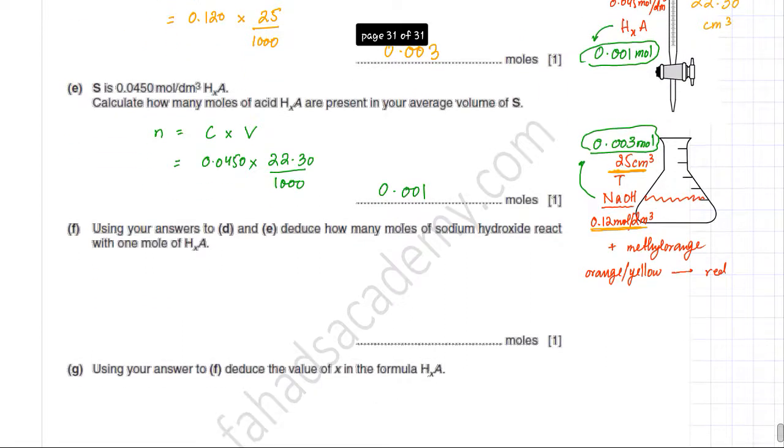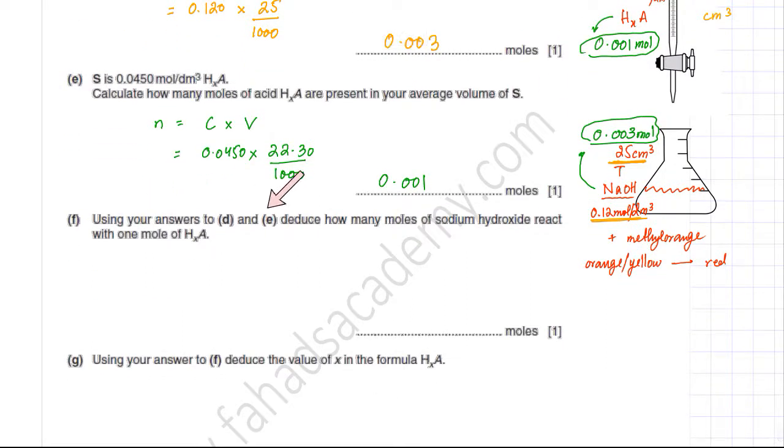Moving to part F, using your answers to D and E, deduce how many moles of sodium hydroxide react with 1 mole of HxA. So we just need to figure out a ratio of the moles, HxA to NaOH. In the previous parts we figured out the moles of NaOH being used in the reaction, which are 0.003 moles, and the amount of acid being used in the titration is 0.001 mole.